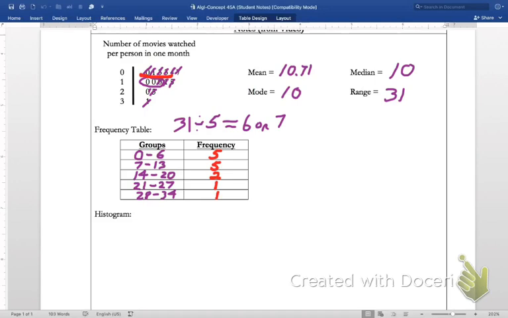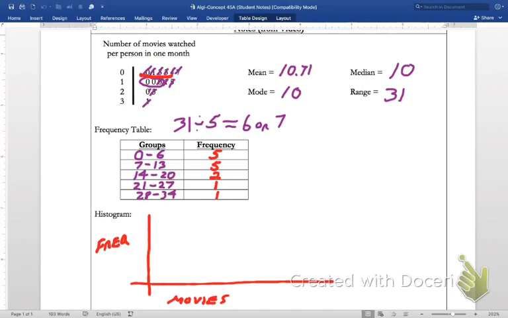So now formally we build the histogram. So to create the histogram, we make the y-axis and we make the x-axis. And the x-axis is going to be the number of movies, so I'll put that title down there. And the y-axis will be the frequency, or how often or how many in each group. Alright, so here we go. Well, the numbers on the x-axis are going to be the first numbers listed in my group frequency table.